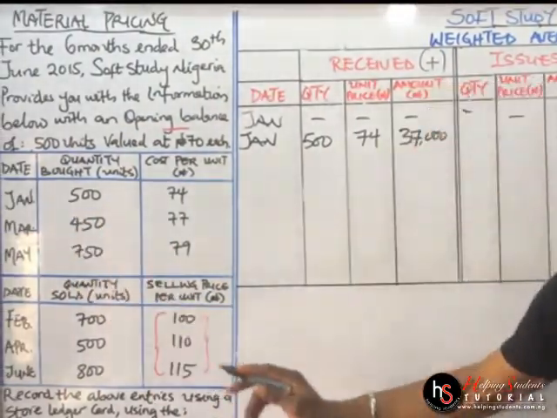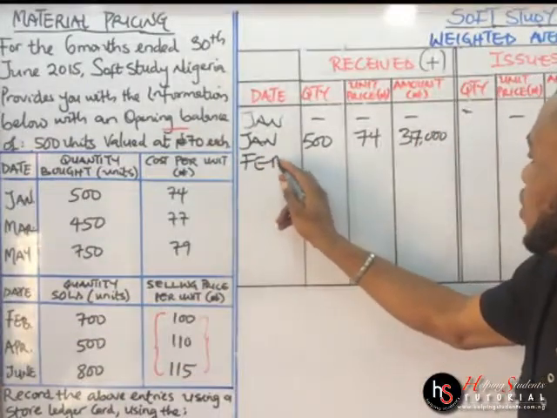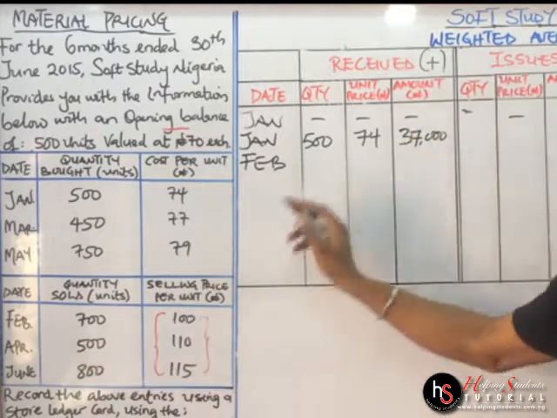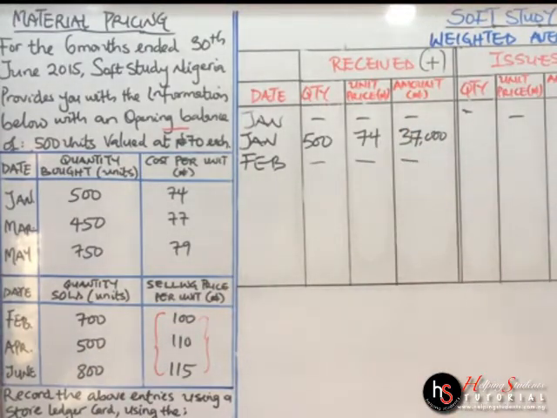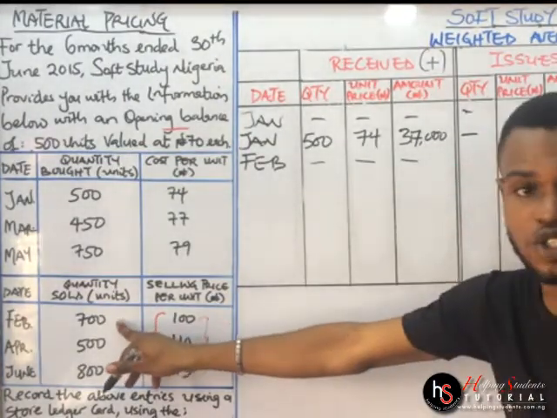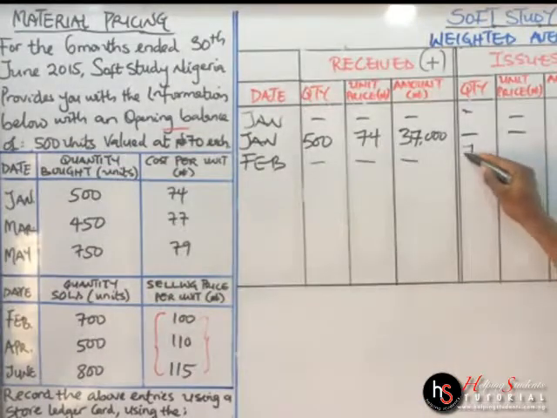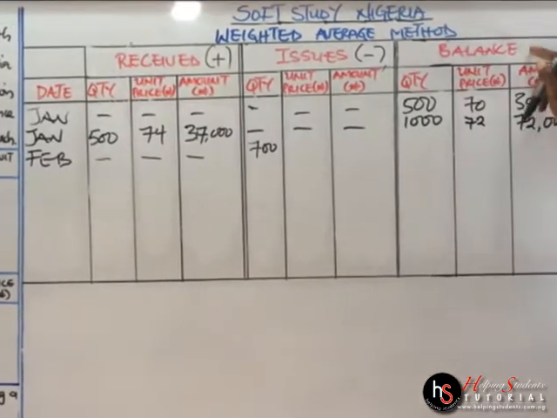We are done with January. The next one is what? February. And what is the transaction there? We have 700, so there will be nothing here. I told us we don't show workings here, okay? So what you do, once you get to this place, the quantity is what? 700 in the question. So we have 700. Now, you come over to the balance section.